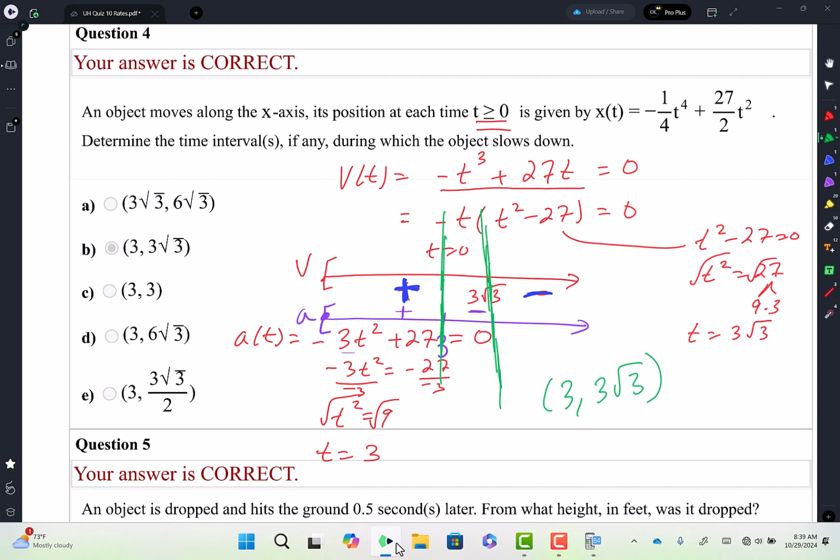Other than that, everywhere else you're speeding up. So slowing down in between those green markers, guys. I know, that one was tough. Oh, this person got it right. I didn't notice.